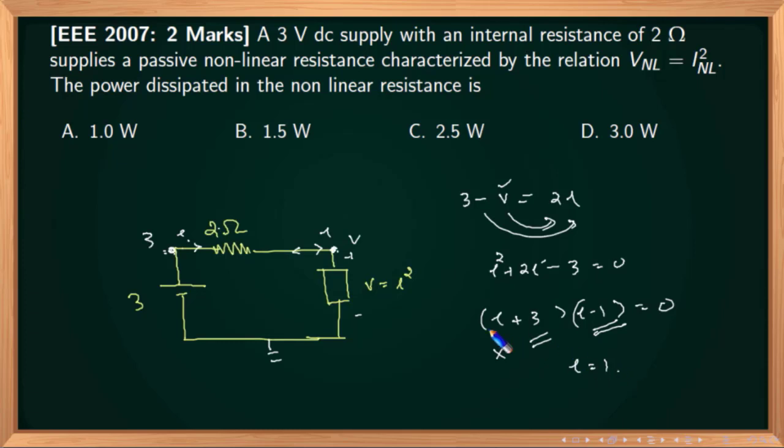Now I know that current is 1, voltage is also 1 then. So power will be voltage into current, which is 1 watt.